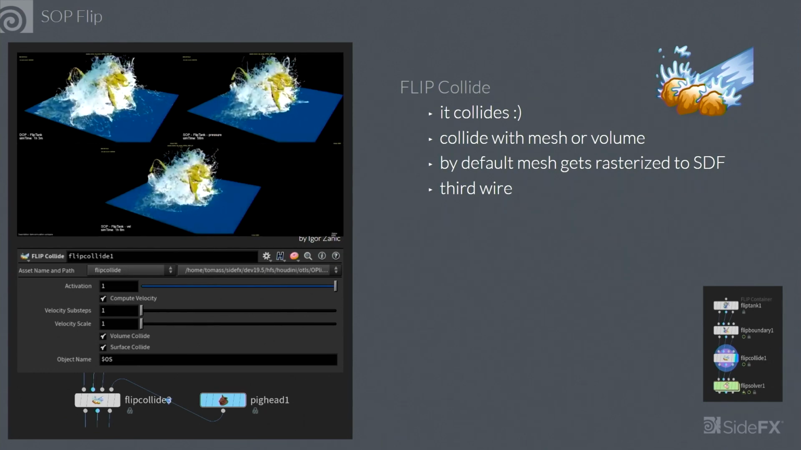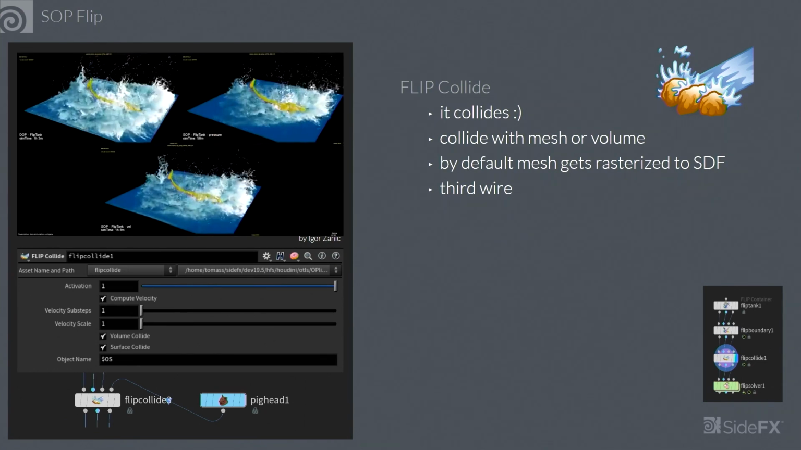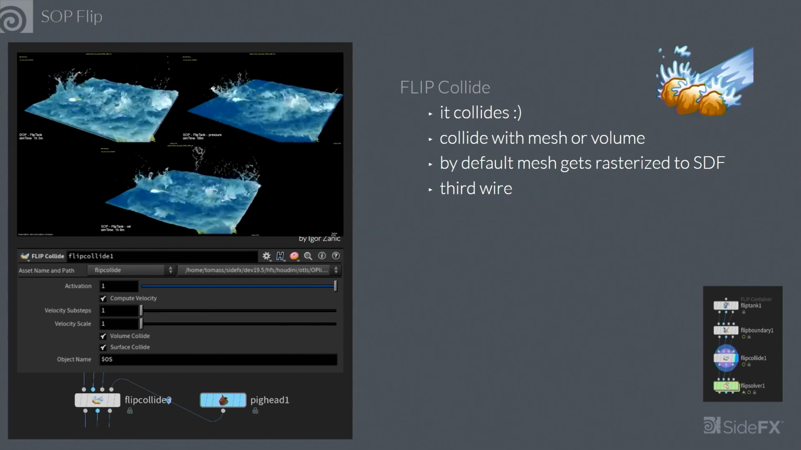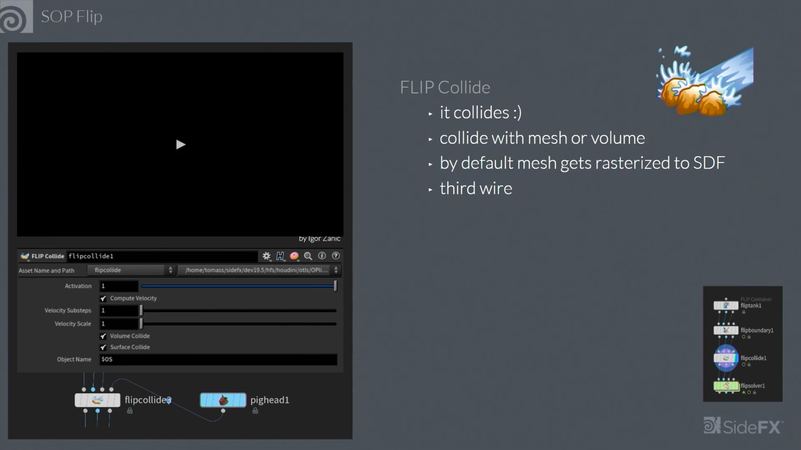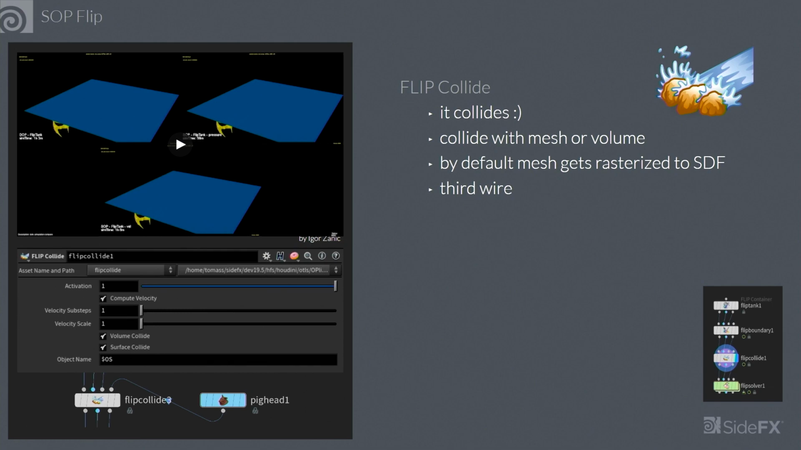So yeah, the third node is a flip collide. There is not much to say about it. It creates collision objects, and with the traditional caveats for collision objects in flip, you have to be careful because the collisions are resolved on the volumetric level. So if you have a cup, for example, you need to make sure that the cup is at least 2, maybe 3 voxels thick. Otherwise, the cup will not hold the fluid and it will just all drain.